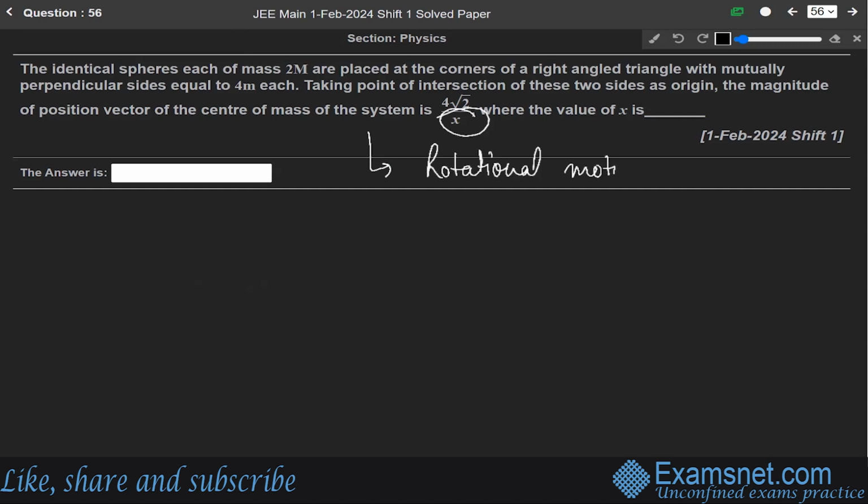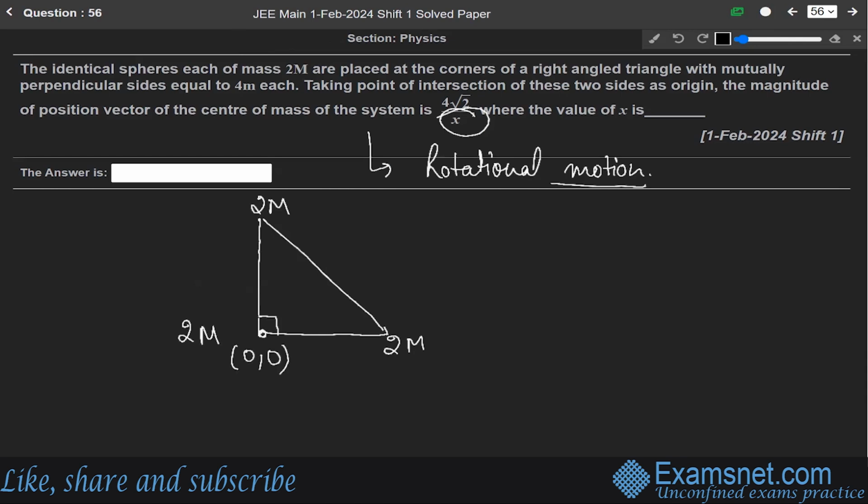Rotational motion. Okay. Now according to the question, there is a right angle triangle. It has corners with masses 2m, 2m and 2m, and this corner will be considered as the origin, and the side is of 4 meter. Taking the point of intersection as the origin, the magnitude of the position vector.